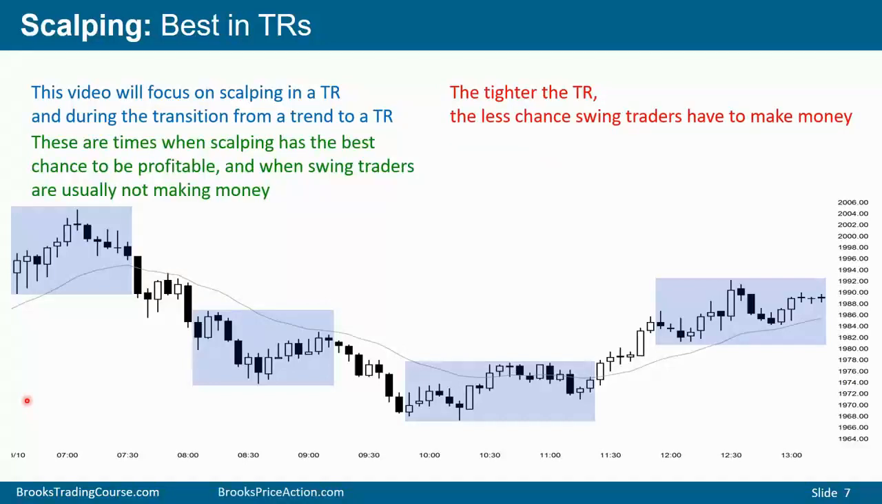The tighter the trading range, the less likely swing traders will make money. And the more bars they have to hold while they wait for a trade to become profitable.